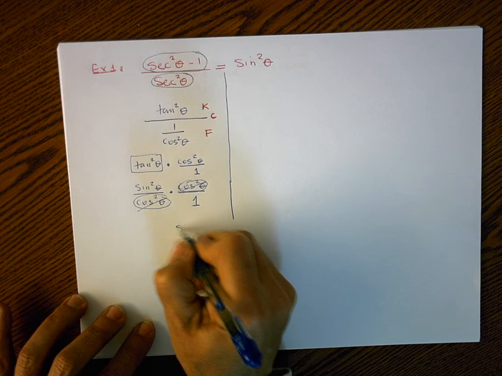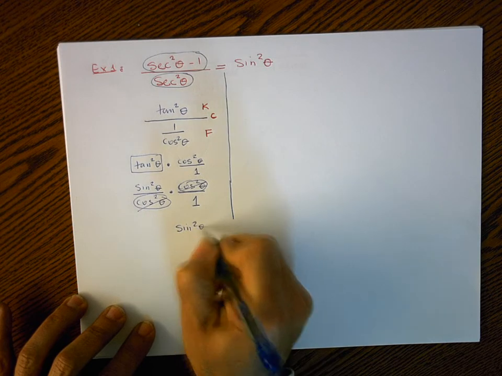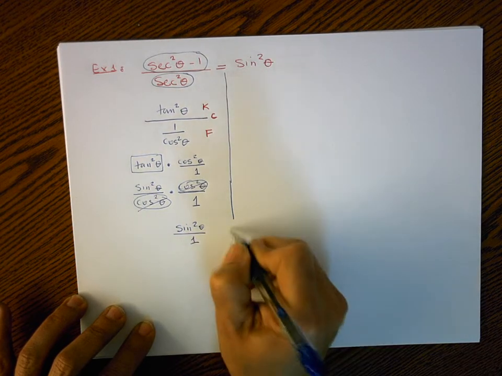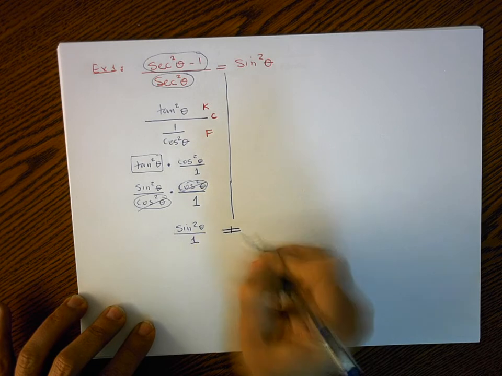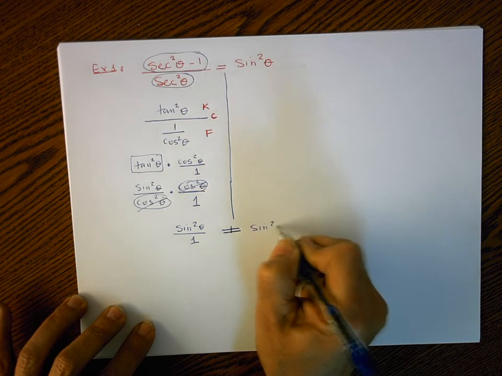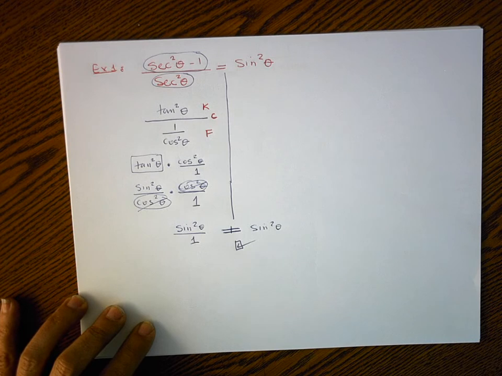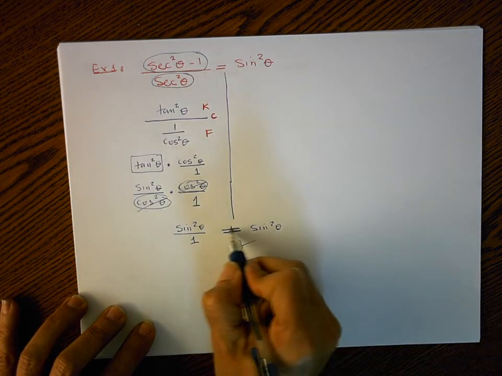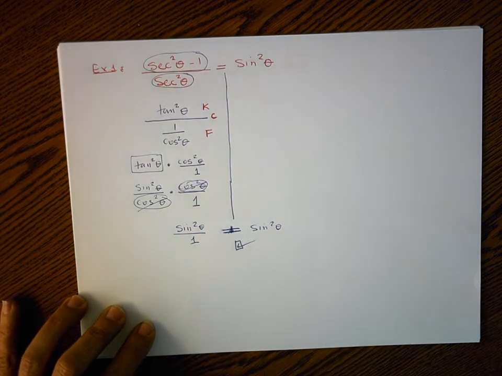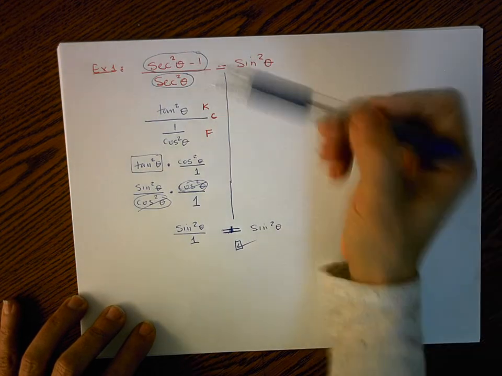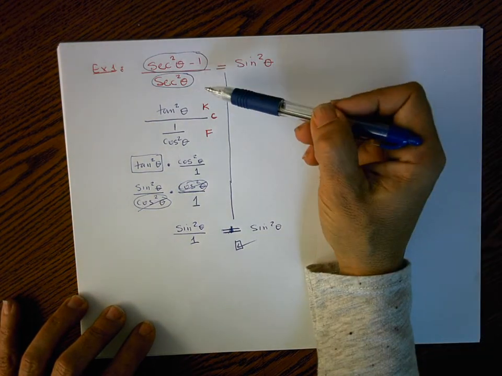I have sine squared of theta all over 1, which simply equals sine squared of theta, and I'm done. Okay, so please forget this right here. I was able to make them equal only by picking one side and substituting for things that I recognize.